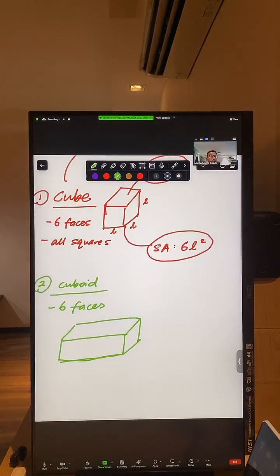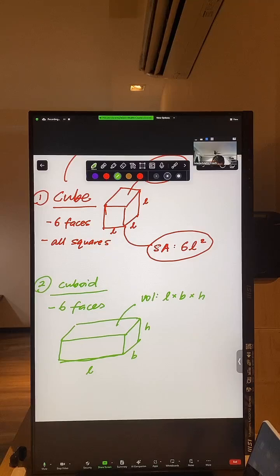Or your regular brick, when you lay bricks to form a wall, usually your brick is in the form of a cuboid. Okay, so again, what is the volume? The volume here will be length times breadth times height. You times all of them together, you get your volume. Then what about the surface area, guys?